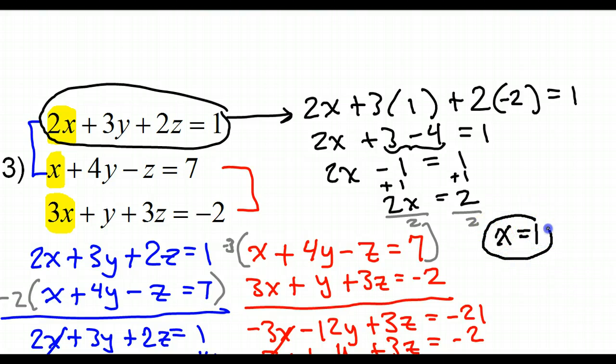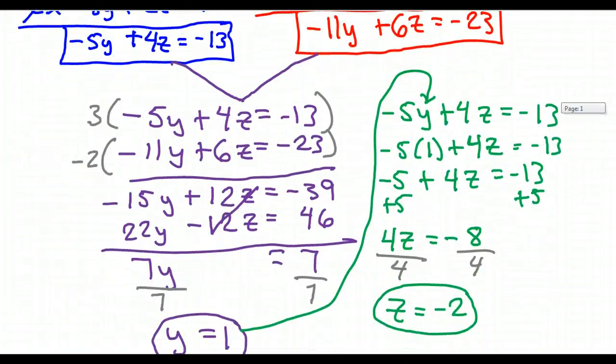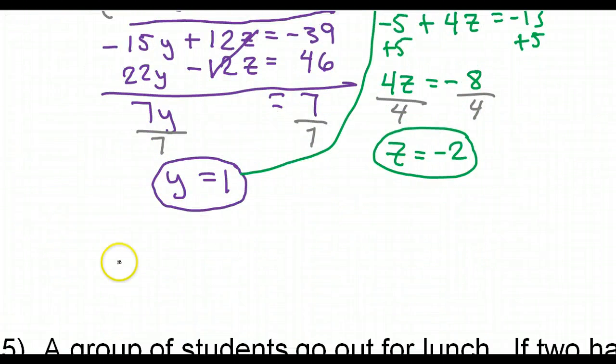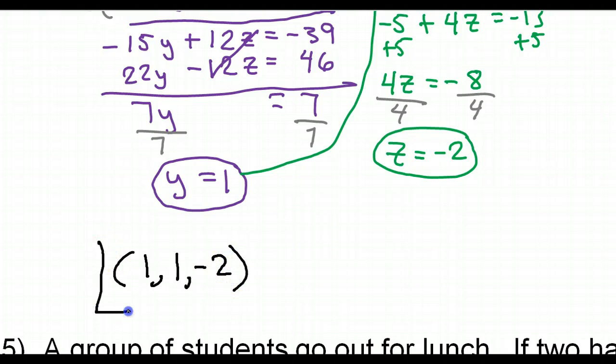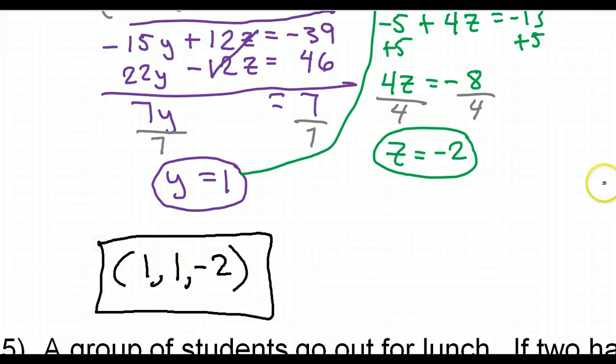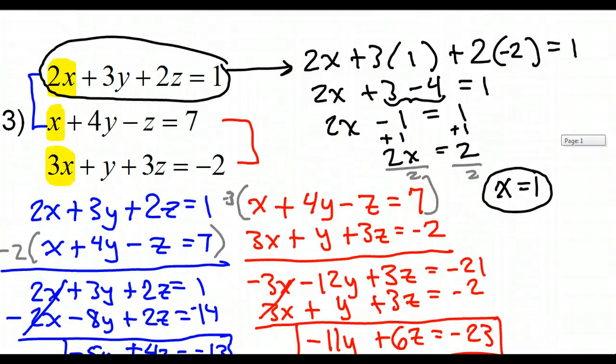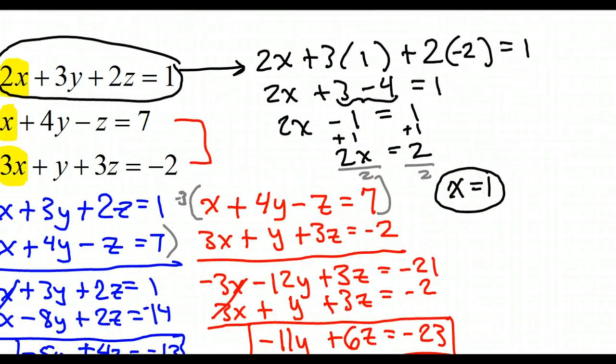Alright, so that is the third and final result that we needed. So that means overall, as an ordered triple, the answer is 1, comma 1, comma negative 2. All right, so this would be the final answer for number 3. So let's go ahead and take a look at number 4.